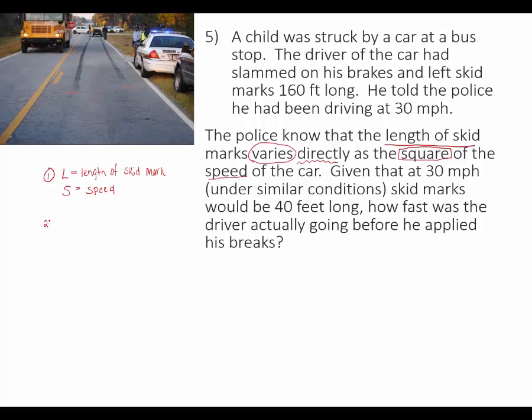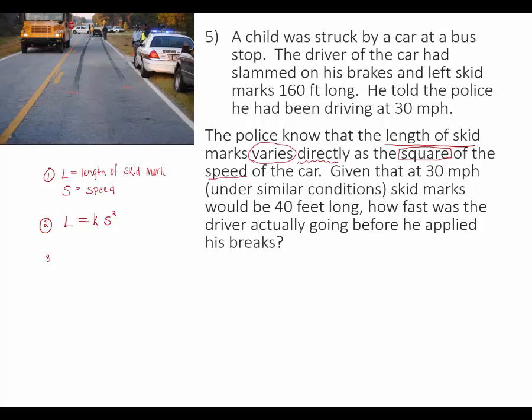My second step is to set up an equation to model the relationship. So I'm going to start with L because it comes first in my sentence. And then my verb, varies, will be represented with the equal sign, which is always followed by K. It's a direct variation, so it's going to be multiplied by the speed, and the speed is squared. So I have a model for all of the information that was in the sentence.